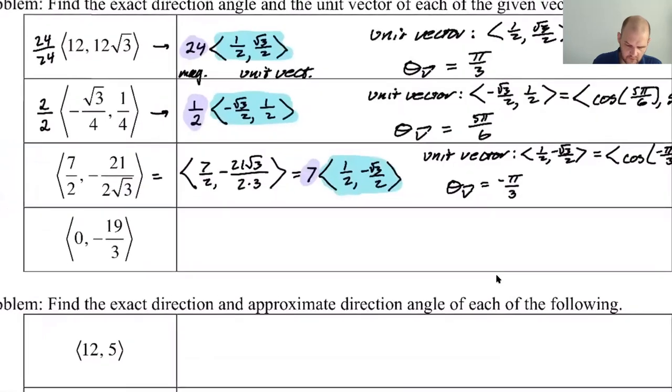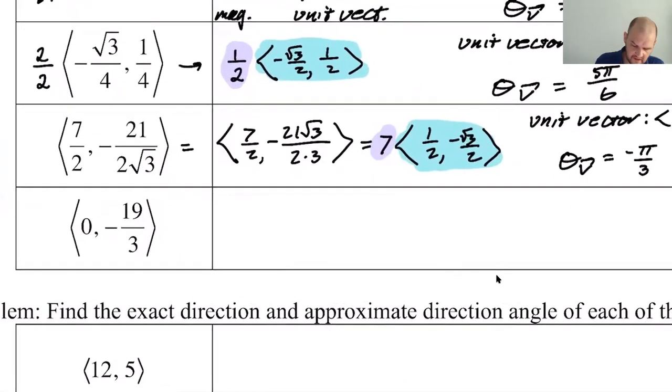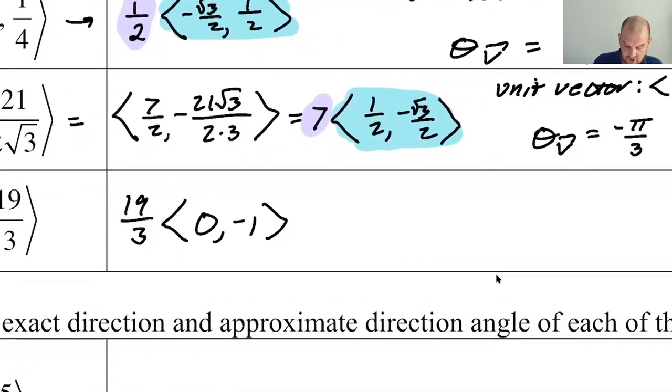All right, I'm going to do one more, and then I'll come back in the next video and finish this and also show you some calculator stuff, because I think the calculator stuff is really useful on this. This one's weird because I'm just going to take out 19/3. And then what am I left with? I'm left with 0, negative 1. And so that's a unit vector. This is a unit vector. And then this is the magnitude of the vector.